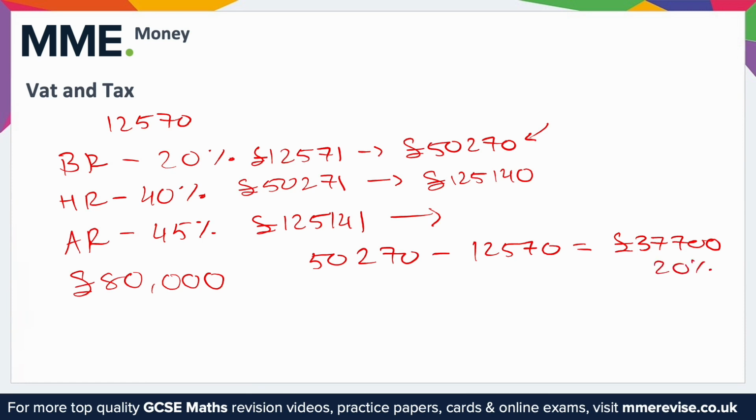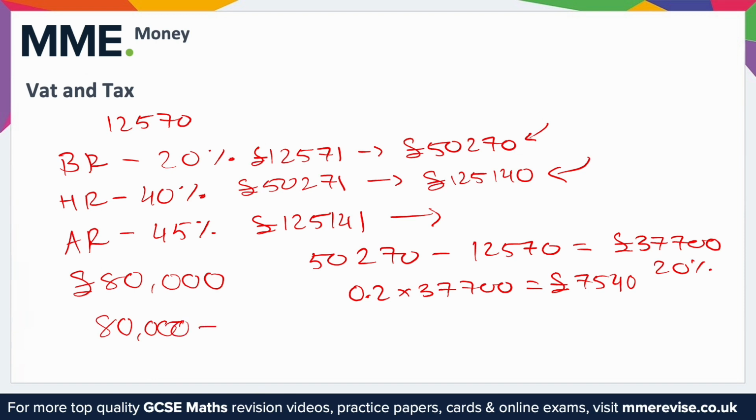So 20% of this, we're going to do 0.2 times 37,700, and that will give us 7,540. From there, you can see if it's £80,000, some of it will fall into this band. So we need to figure out how much is in that band by doing 80,000 take away 50,270, and that gives us £29,730. And this is taxed at 40%.